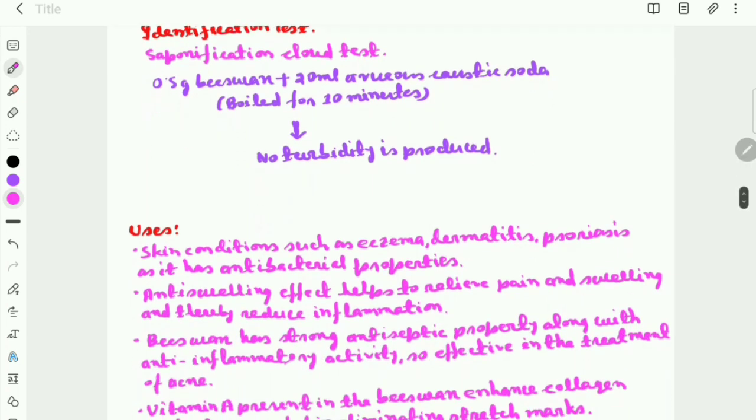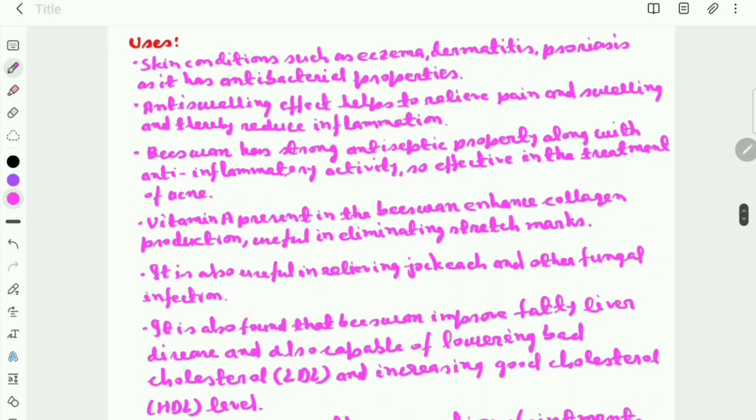Now, uses. Beeswax is used in skin conditions such as eczema, dermatitis, psoriasis, as it has antibacterial properties. Anti-swelling effect helps to reduce pain and swelling and thereby reduce inflammation. Beeswax has strong antiseptic property along with anti-inflammatory activity, so effective in the treatment of acne. Vitamin A present in the beeswax enhances collagen production. It is useful in eliminating stretch marks. It is also useful in relieving jock itch and other fungal infection.